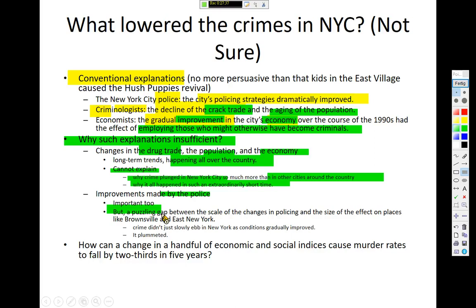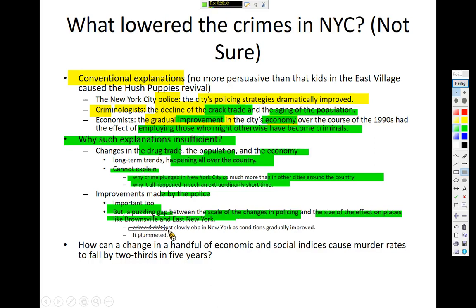Everyone feels happy. But a puzzling gap between the scale of changes in policing and the size of the effects on places like Brownsville and East New York is still there. For example, we look here. The murder rate dropped from 1992, a little bit more than 2000, to 1997, a little bit less than 800, right? But we do not see the police force expand with the same quantity. For example, in 1992, the police force in New York City is 10,000. But it's not possible for us to see in 1997 the police force is 50,000. It's not possible, right?